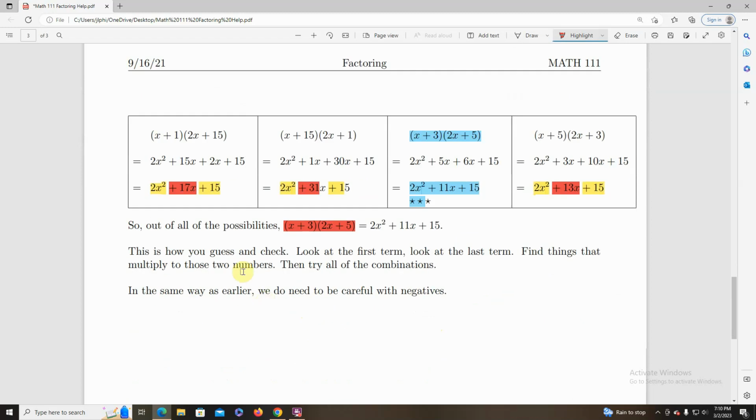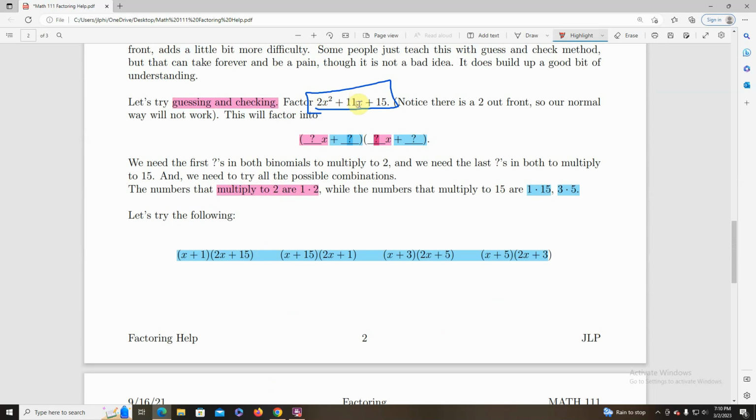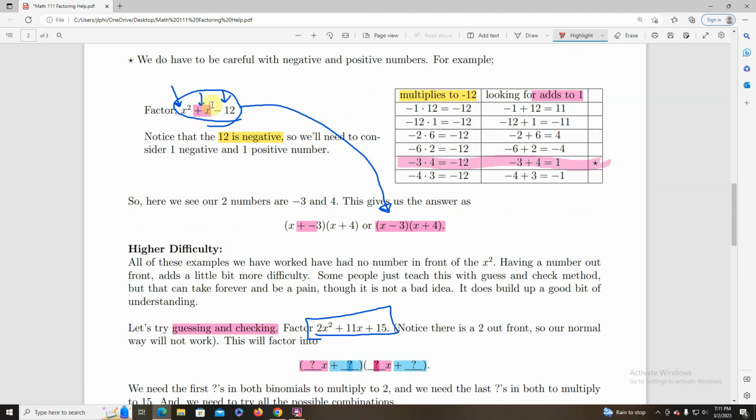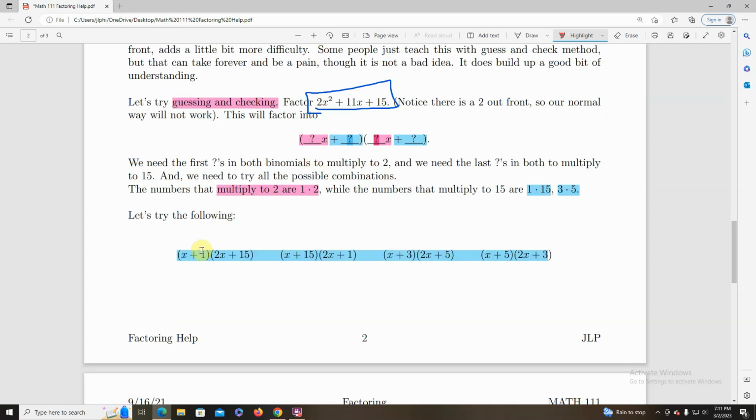So you can do this. You can do any level of difficulty with trinomials now, guessing and checking. All right. If there's no number up front, pretty please, it's easy to figure it out. If there is a number out front, hopefully you don't have too many things to guess and check.